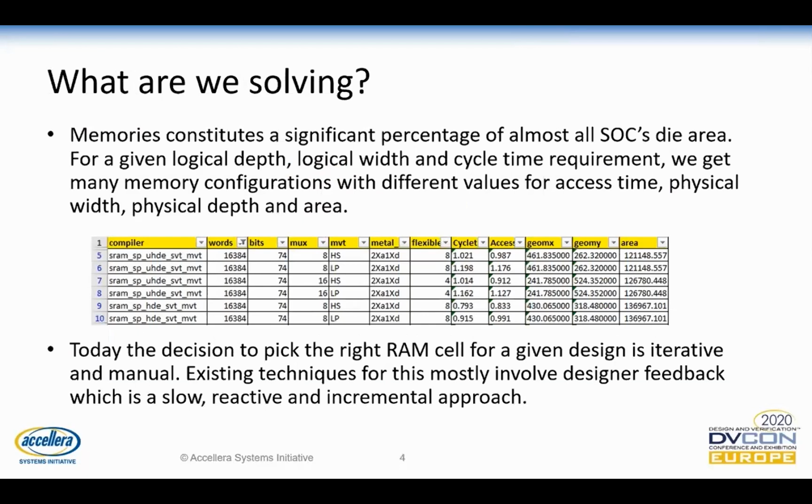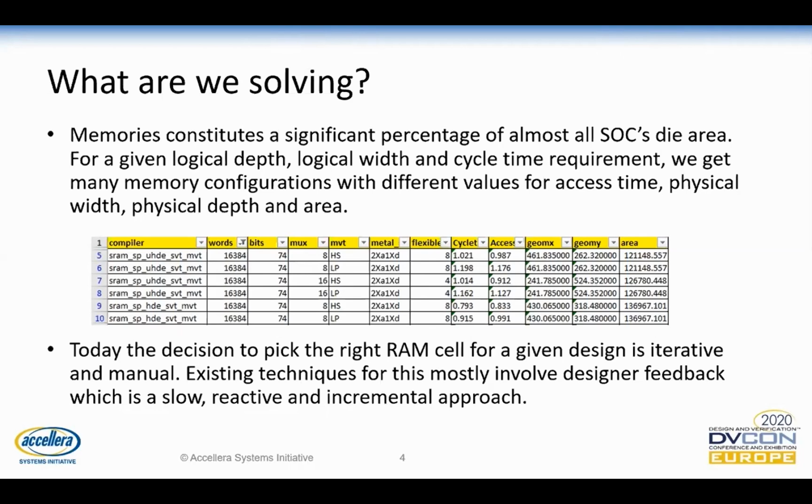We know that memories today constitute a significant percentage of almost all SOCs' die area. Now for a given logical depth, which is the address, the given logical width, which is the data bits, and cycle time requirement, we get many memory configurations after memory compilation with different values for access time. Access time is the same as the clock to Q time in the registers, physical width, physical depth, and area, like we see in this table.